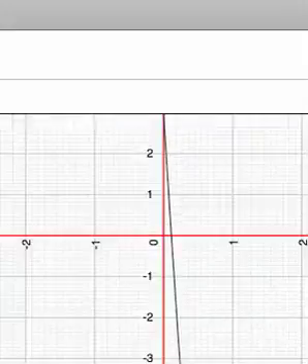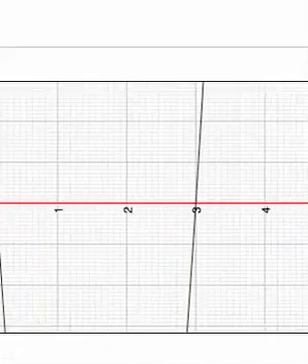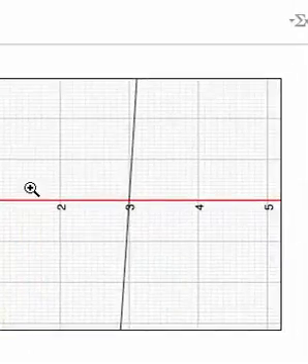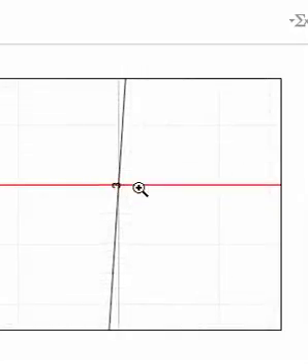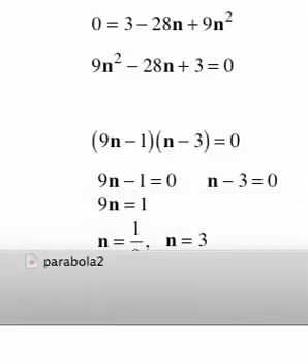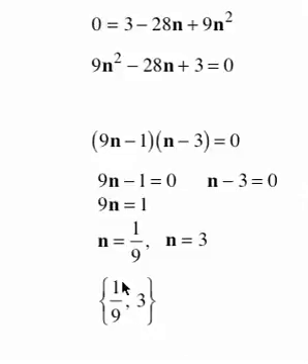Let me just zoom out for a second. And we can look at the other point where the parabola crosses the x-axis, where that equation was equal to 0. And it's at 3. Okay, and that totally fits our answer, 1/9 and 3.